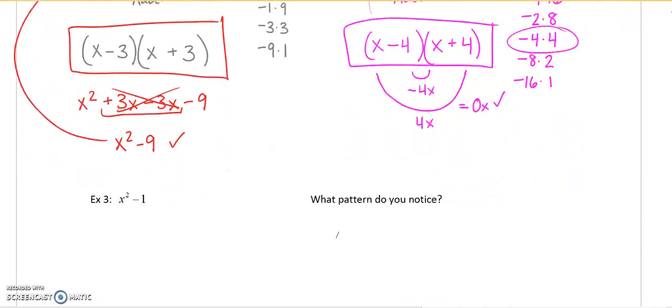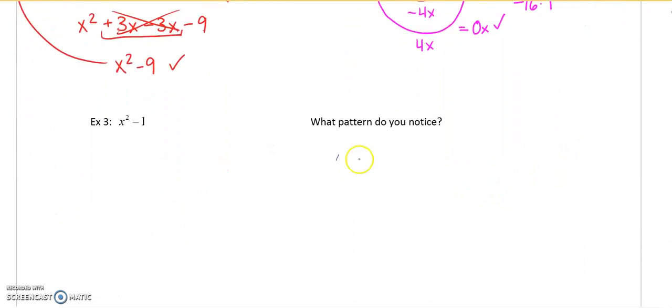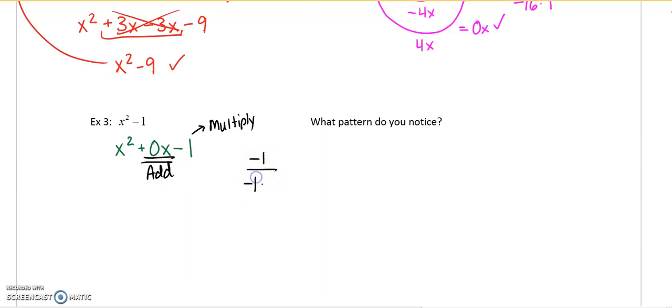Okay. One more, and then maybe we can start to notice a little pattern. Alright, so same thing here, missing middle term, so I'm going to add it in as a 0. This last number is my multiply number, and this middle number is my adding one. So I'm going to use my multiplying number and make a list. -1 times 1. Oh, there's a quick list.